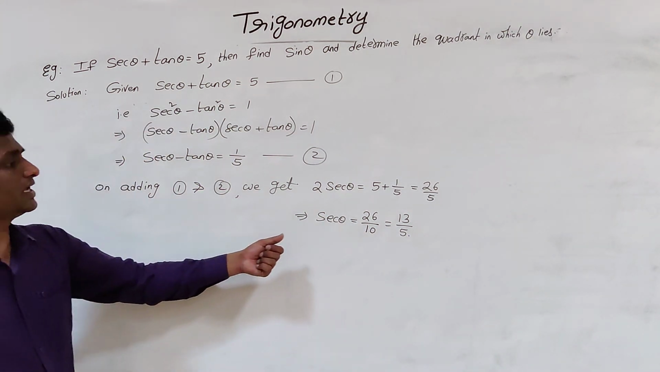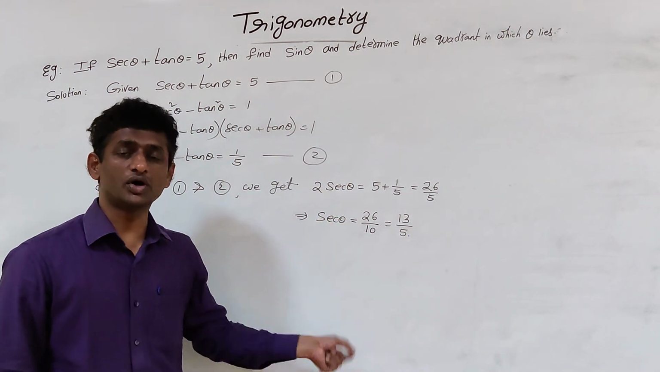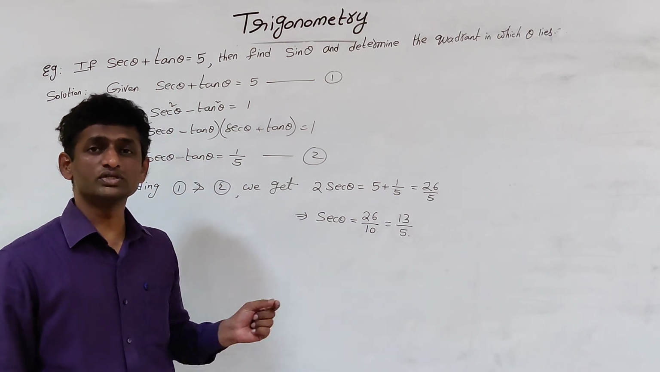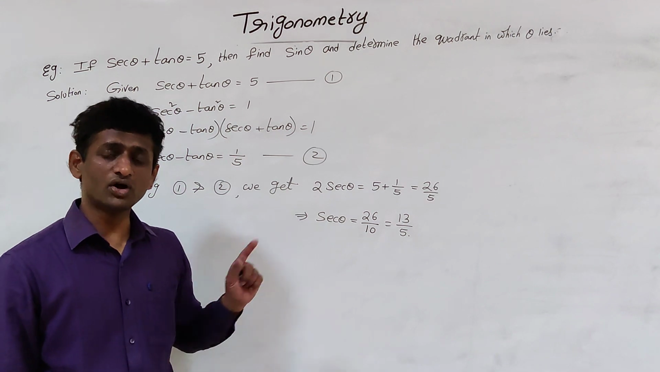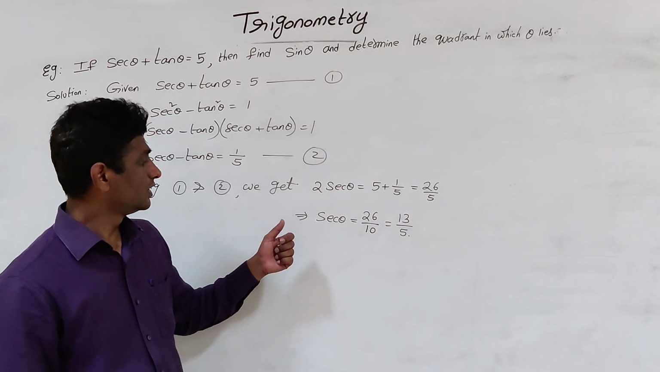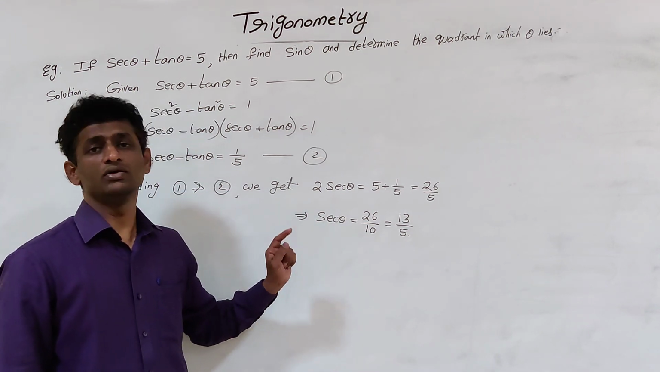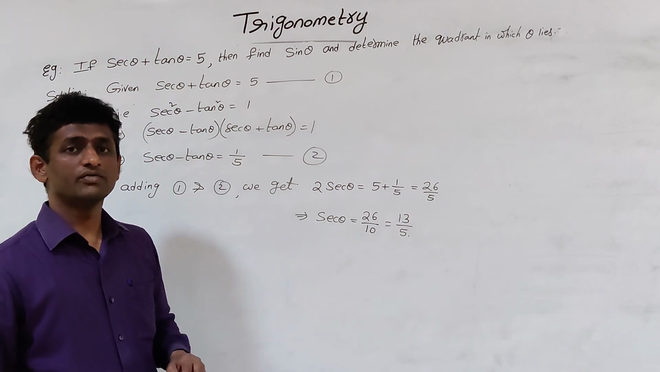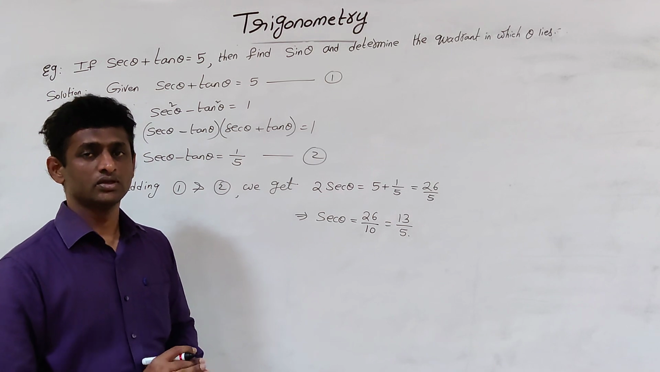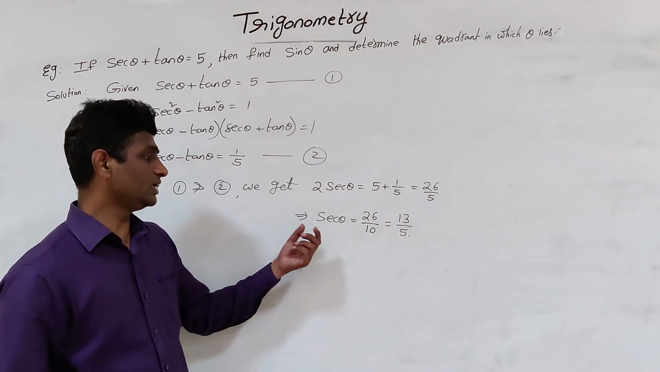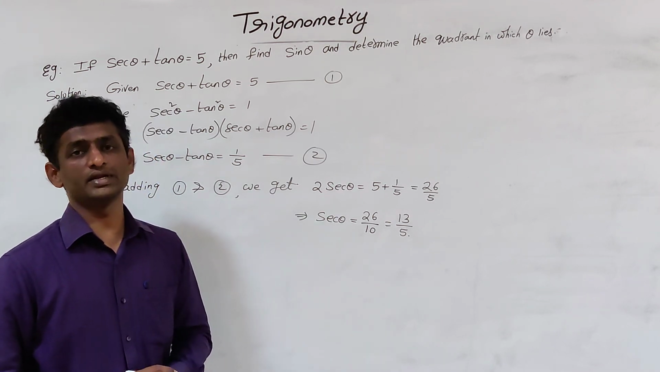So secant theta is 13 by 5, means it is positive. A positive sign of secant theta means theta should lie either in the first quadrant or the fourth quadrant. But we can't decide exactly in which quadrant theta lies. For that we require one more trigonometric ratio.